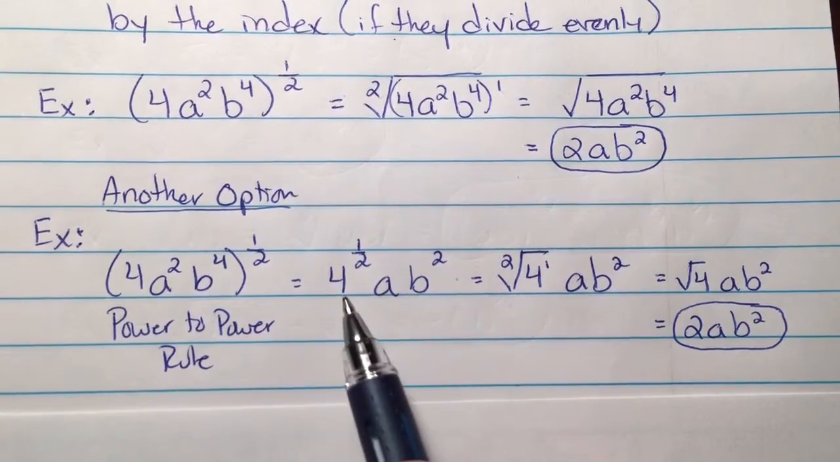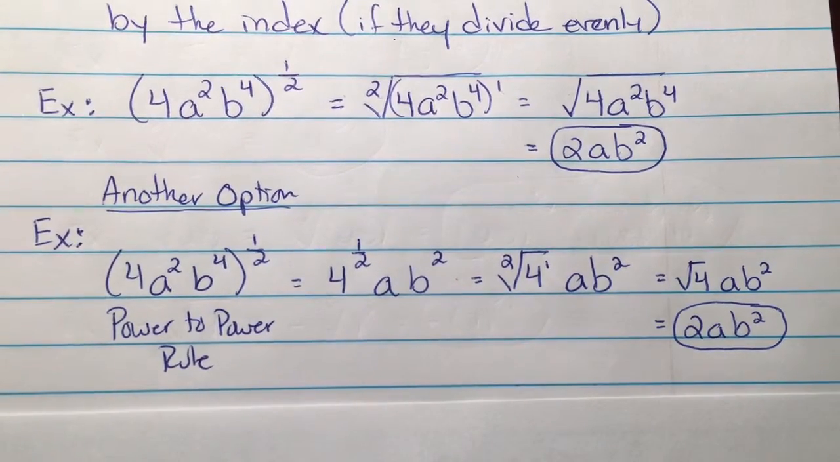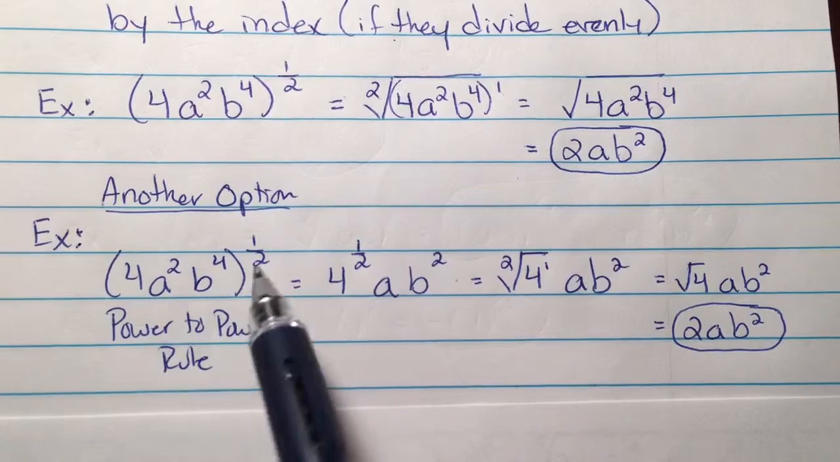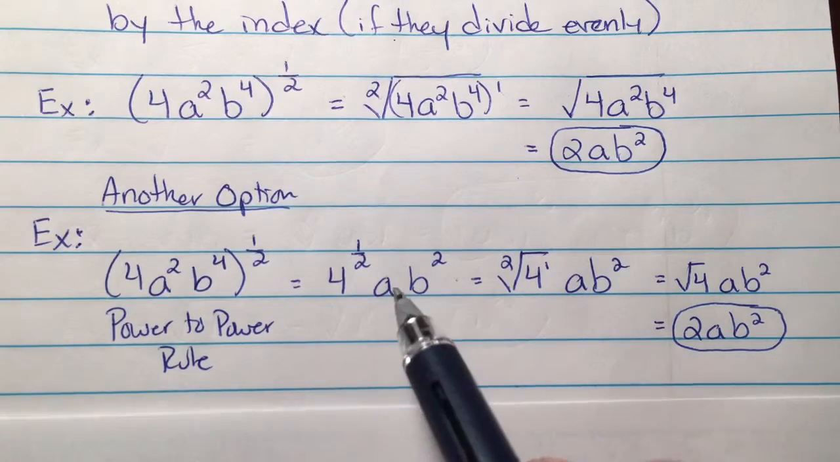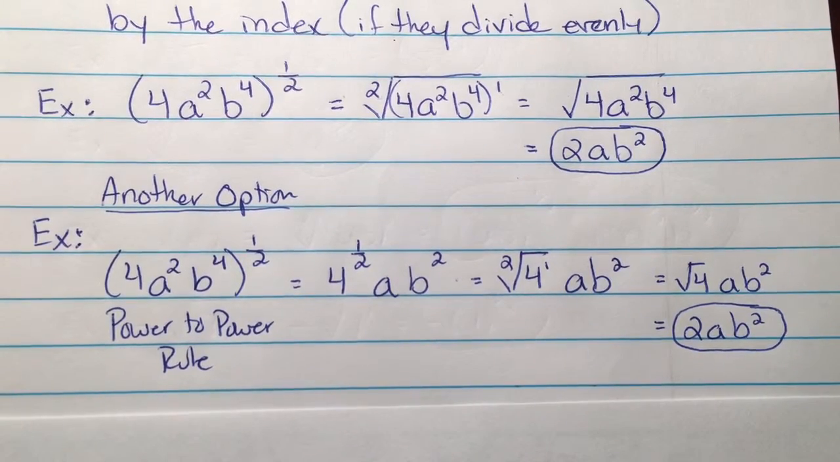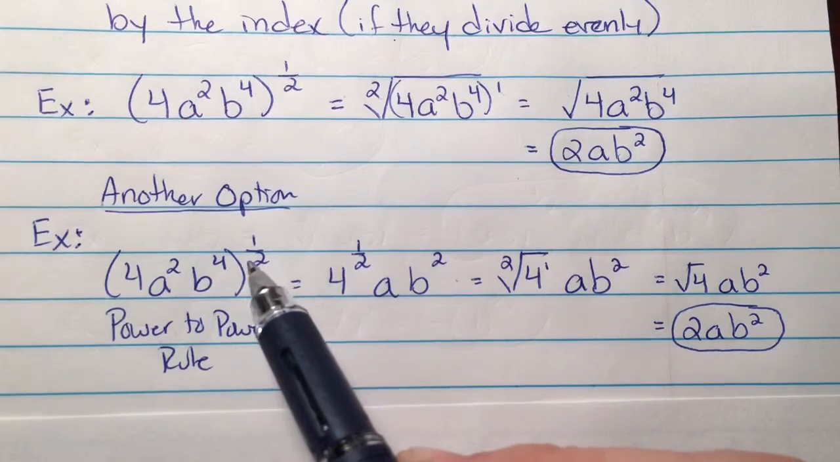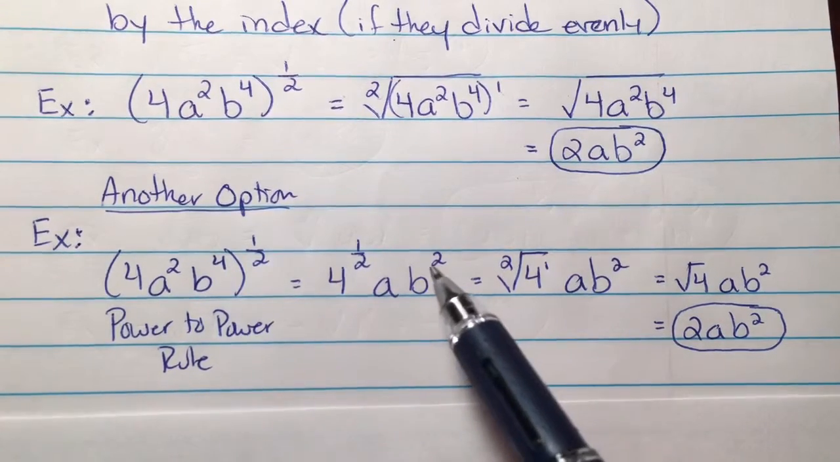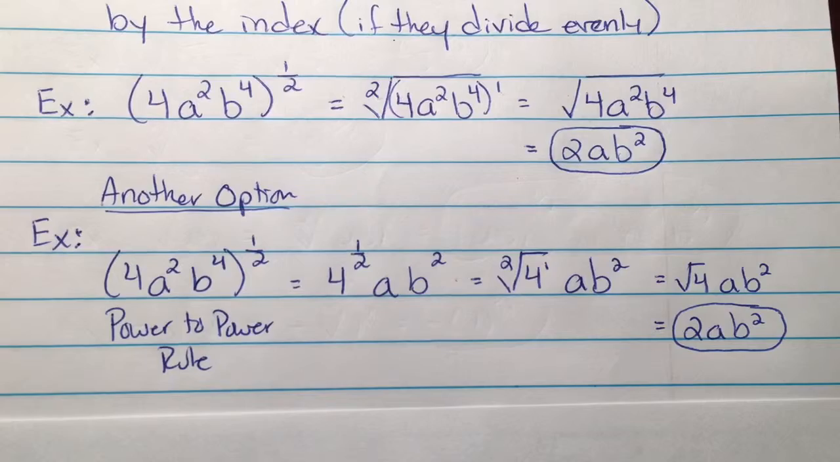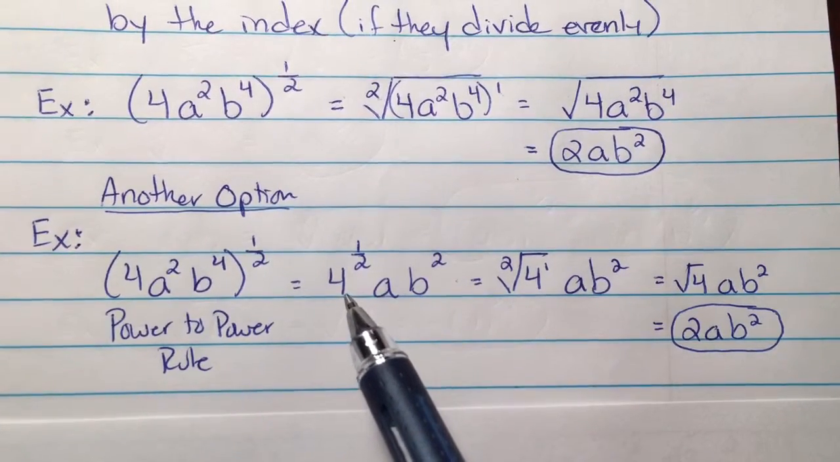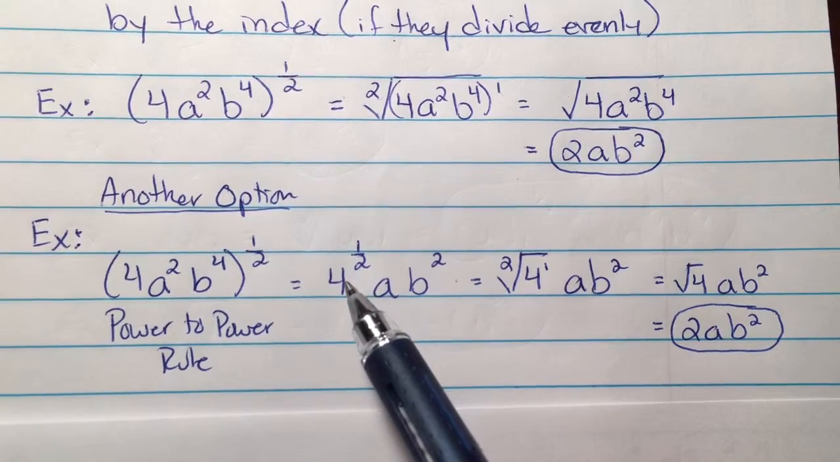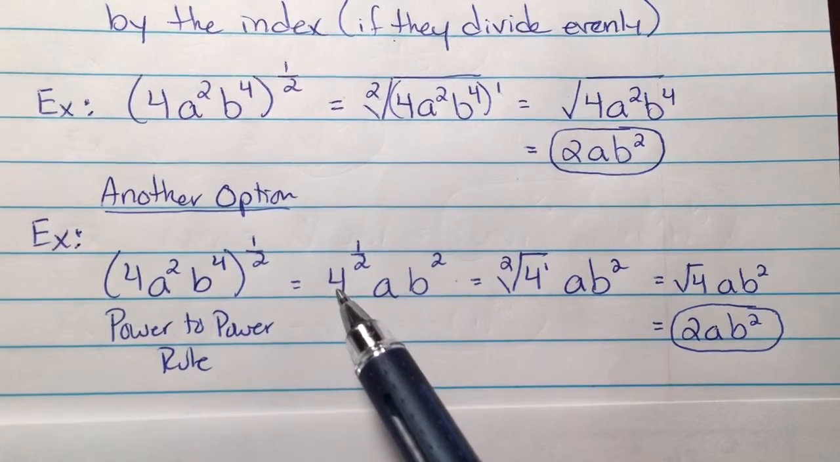So 4 to the 1/2 power. 2 times a half. What's half of 2? 1. So a to the first power. 4 times a half. What's half of 4? 2. So b to the second power. Doing that, we now only have one thing that has a fraction exponent. That's the 4. So the 4 is the only thing that gets the bottom out rule applied to it.